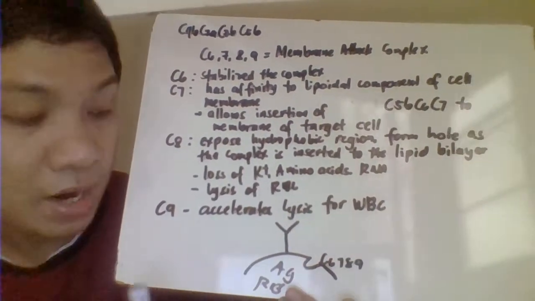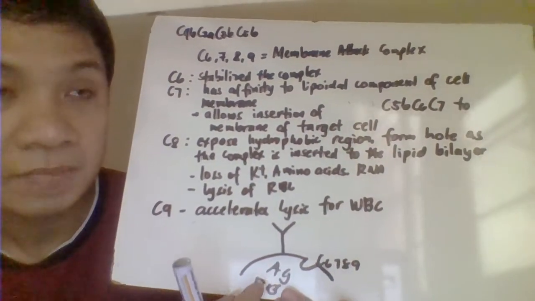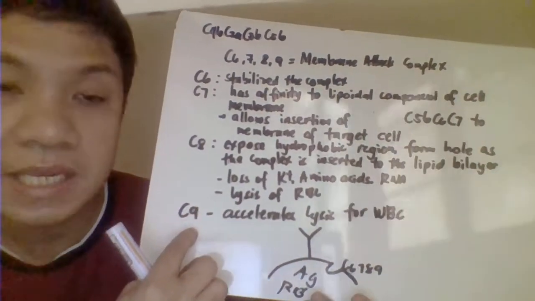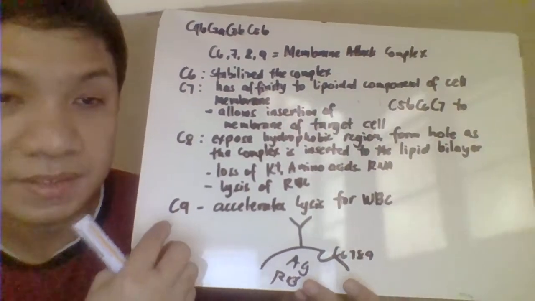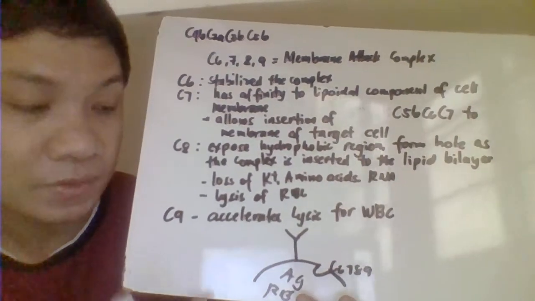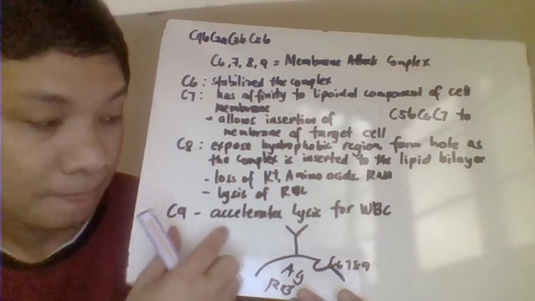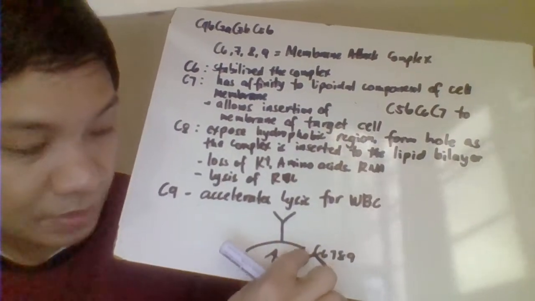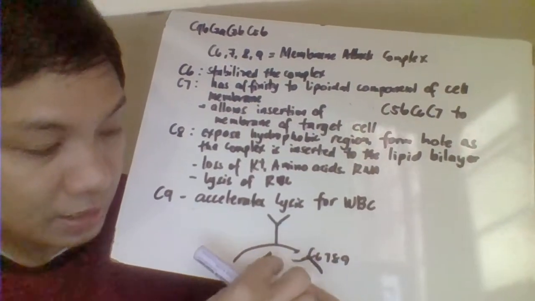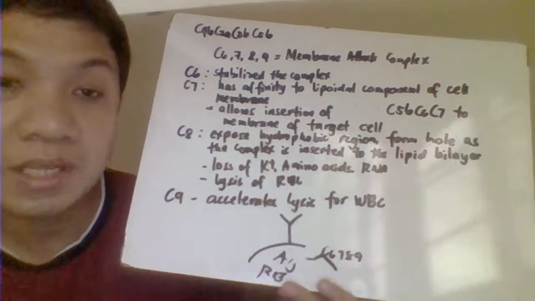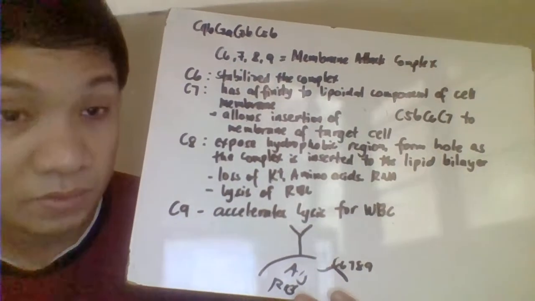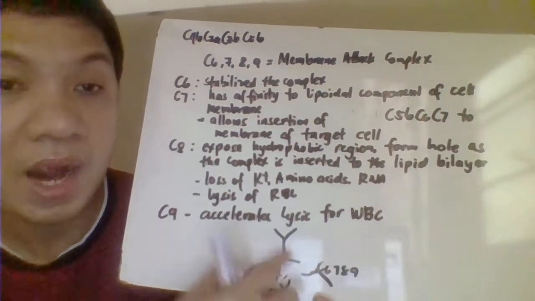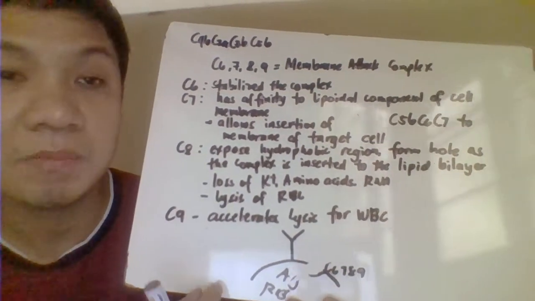However, if your antigen-antibody complex has been attached to your WBC, you still need to activate the last member of your membrane attack complex, which is your C9, to cause cell lysis. So that's how it is. They make holes, then eventually it ruptures, and that allows the lysis of your cell where your antigen-antibody complex has been deposited.